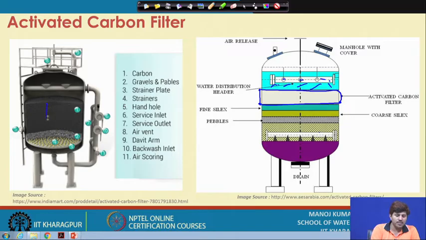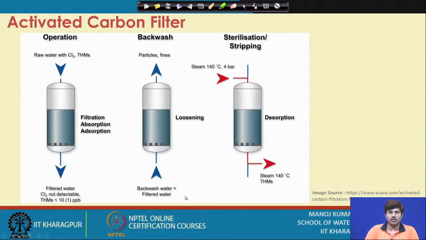So, this is your carbon layer. Then there are granules, gravels, pebbles, those kinds of things. There is a strainer plate, there are strainers, and on the strainer plates there are various hand holes. Then there is the inlet and outlet arrangement. Essentially, water is passed through these layers, then through strainers, it is collected, and the treated water can then be taken out that way.